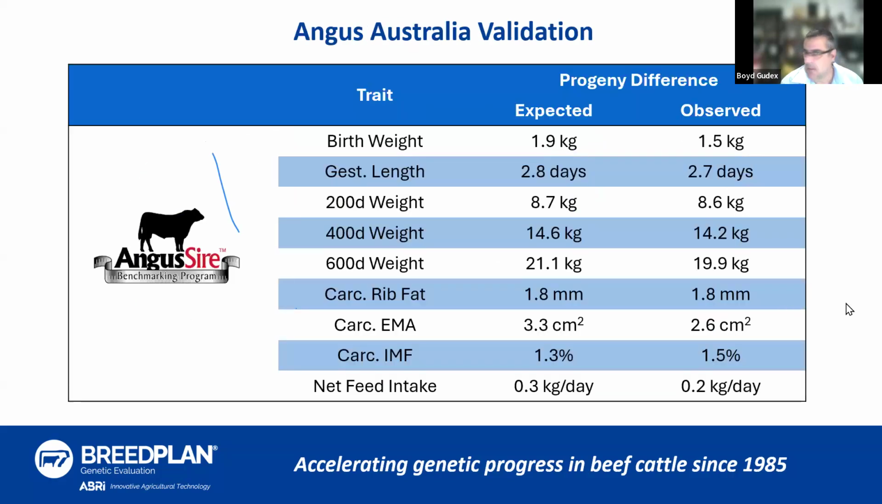So in this example, Angus Australia have recorded a whole heap of traits, and they had the bull difference here, which is expected, and the observed is what they observed in the progeny. Now, it's not perfect. We are dealing with a biological system with associated errors, but it's pretty damn close. It shows we're on the right track for what we're predicting and getting what we're predicting in the Australian Angus benchmarking program that they run here.